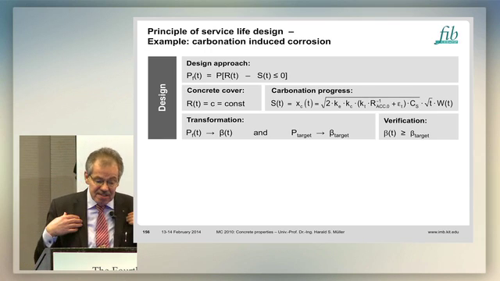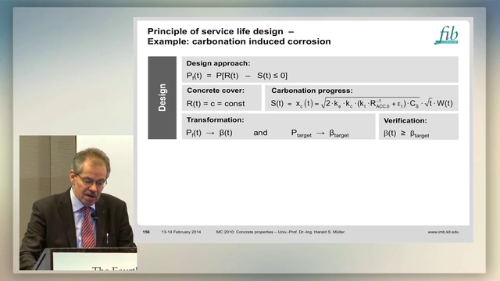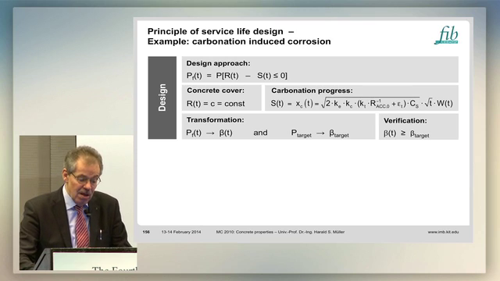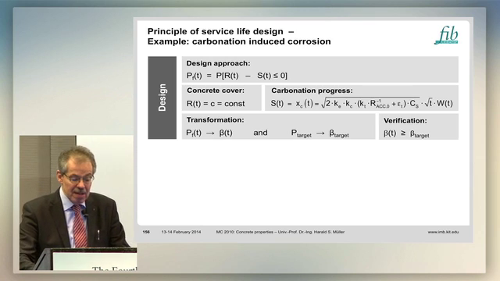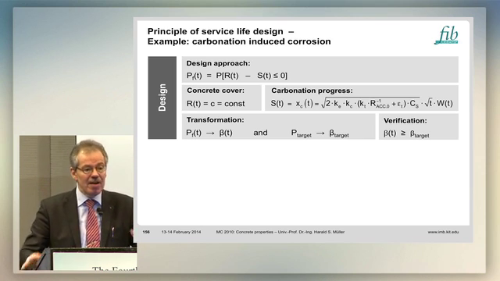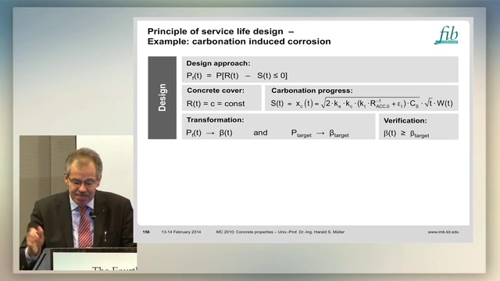And if you now do a design with the complete model, I do it for carbonation-induced corrosion. This is your design approach. You have the concrete cover as a resistance. You have the carbonation progress. This is the equation I explained already. You have the failure probability and your reliability index. You transform it because it's better to speak of reliability than of failure probability. Reliability sounds always much better than failure probability, but it is the same.